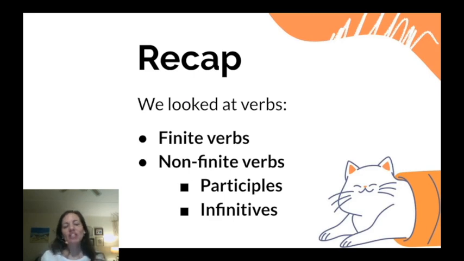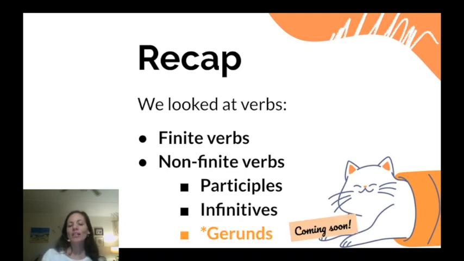So today we looked at verbs and we broke them down into finite and non-finite verbs. Under non-finite verbs, we particularly looked at participles and infinitives and saw that these can all be in the sentence, but that we at least need a finite verb in order for it to be a full sentence. We did mention that there were gerunds, but that we weren't going to be covering them today.